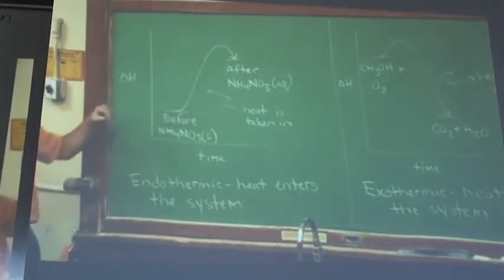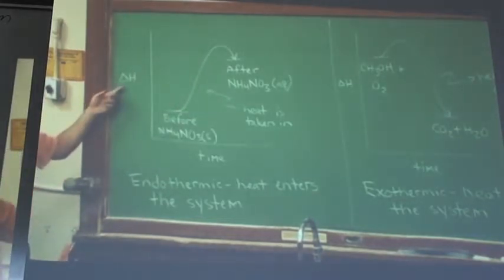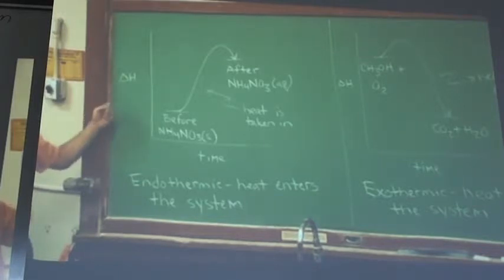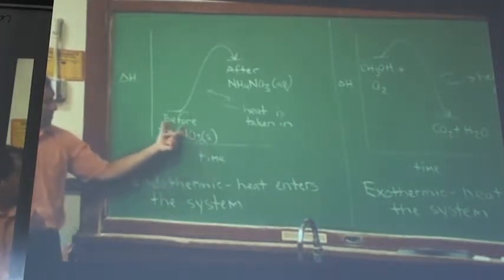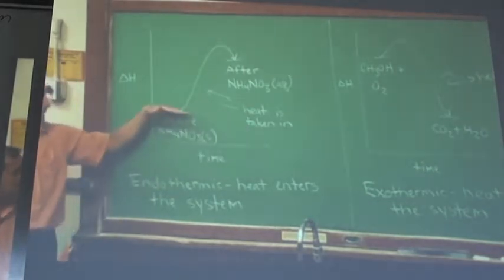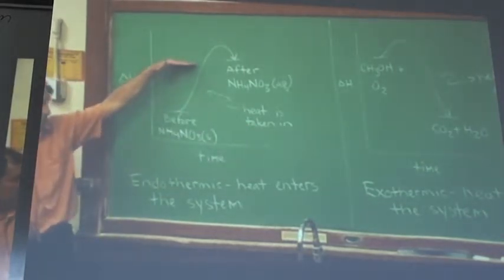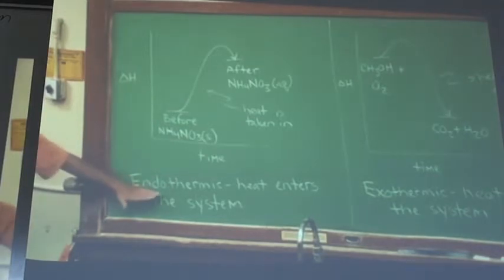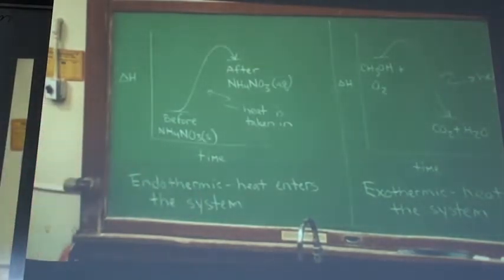We increase the heat of the system, or the enthalpy, the heat at constant pressure. The time axis is simply just showing before and after. I have an arrow here going up: heat is taken in, so the energy of the system rises. Endothermic, or entering heat, heat enters the system.